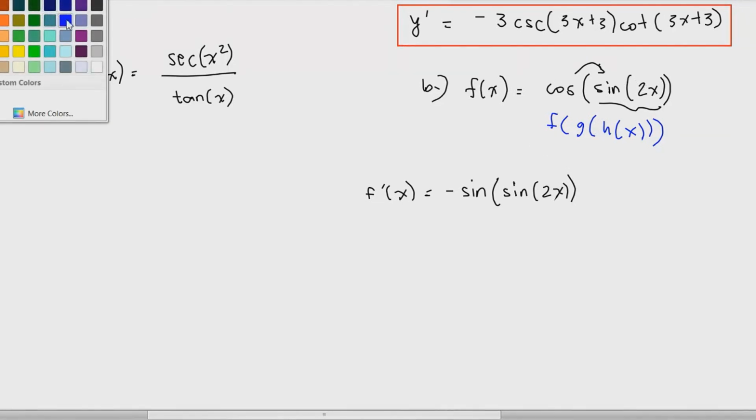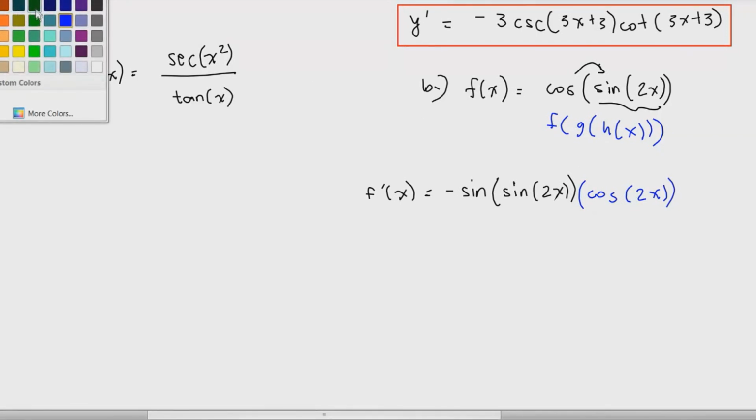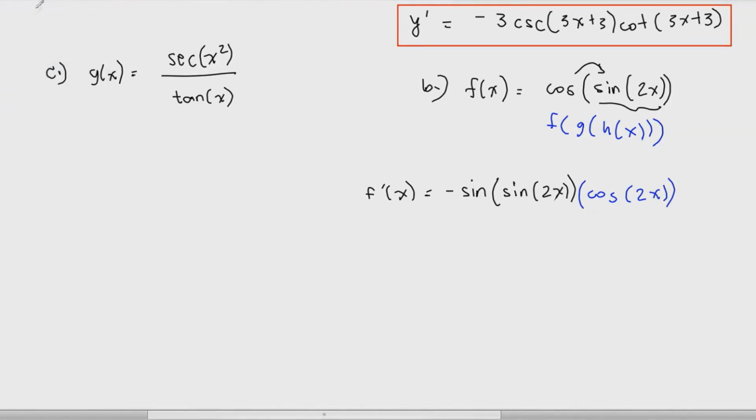So with that, we multiply with the derivative of sine 2x, that is inside of cosine. So the derivative of sine 2x would be cosine of 2x. Okay, so that's for the second derivative. I mean for the second function derivative.